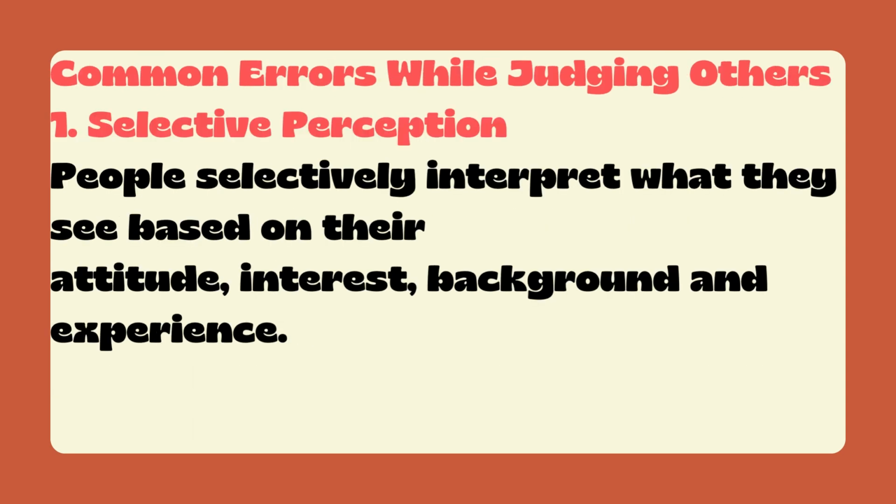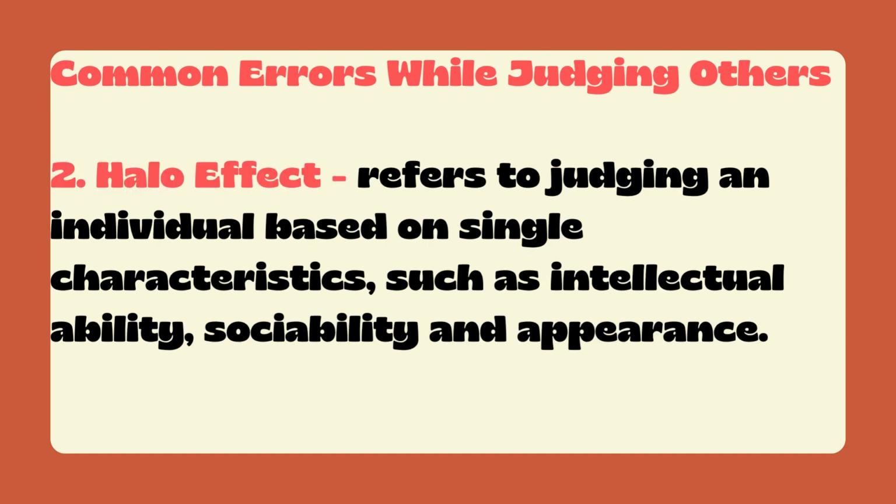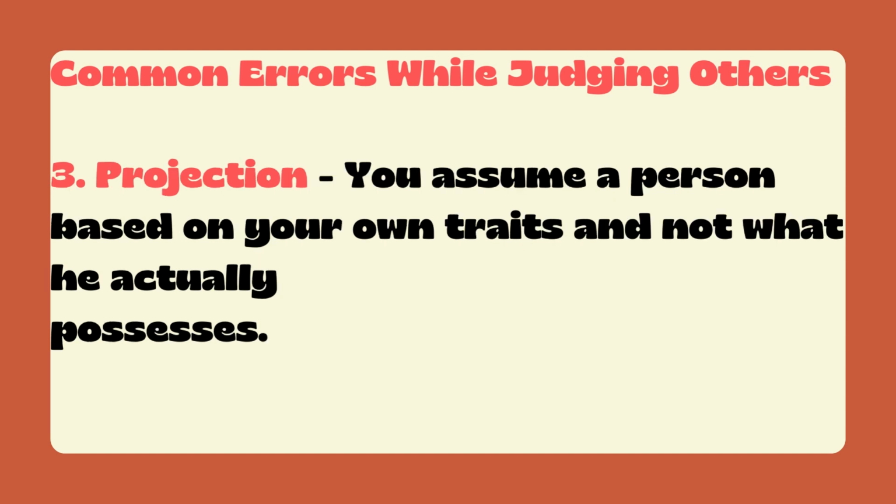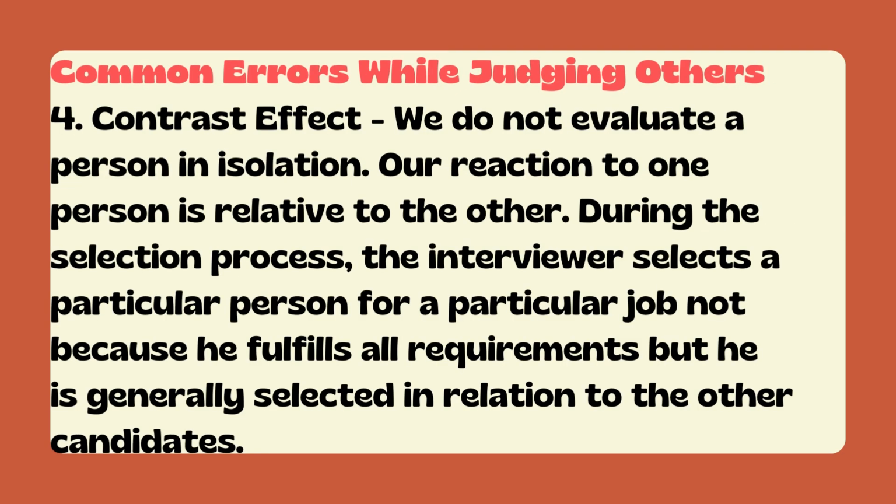So what are the common errors when we are judging others? One, we have selective perception. People selectively interpret what they see based on their attitude, interest, background, and experience. Second, the halo effect refers to judging an individual based on a single characteristic such as intellectual ability, social ability, and appearance. Third, projection. You judge a person based on your own traits and not what they actually possess.